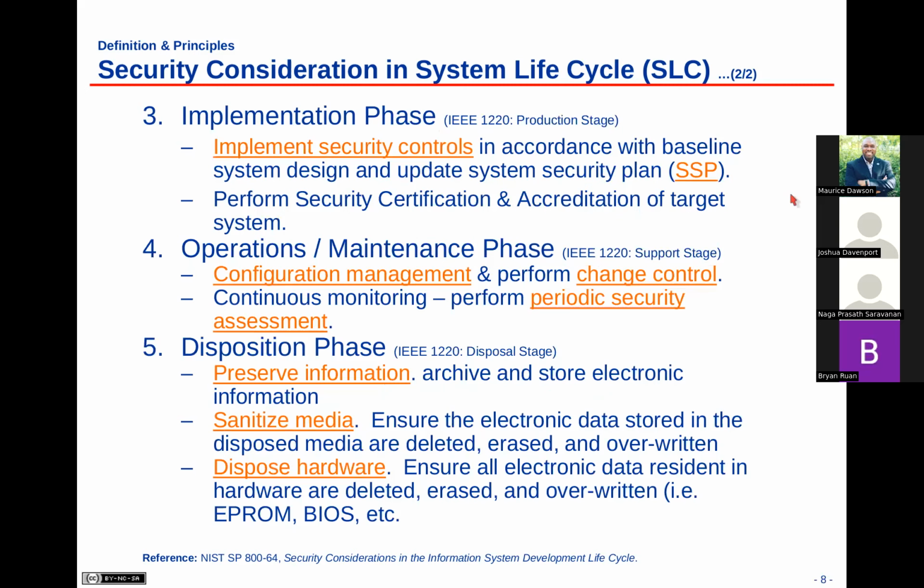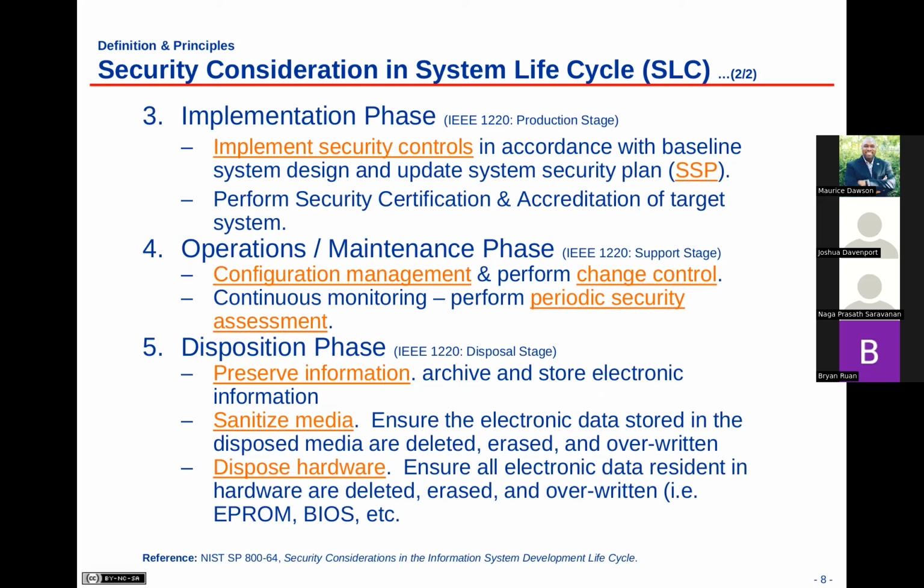You have the implementation phase. In this phase, you will implement everything according to the baseline system design, and update the system security plan. So here you're implementing everything that you said that you're going to do. So again, before you talked about what the controls are, and here you're actually implementing them.